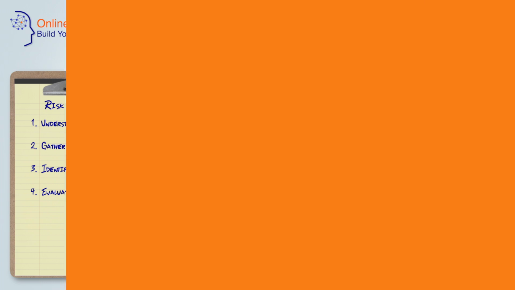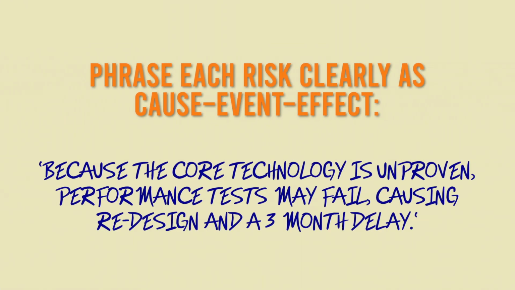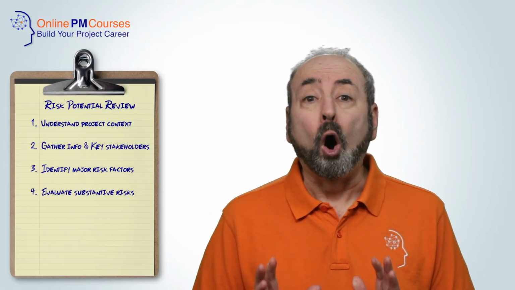For example, because the core technology is unproven, performance tests may fail, causing redesign and a 3-month delay. If helpful, separate threats with negative outcomes from opportunities with positive outcomes. That said, a risk potential review usually focuses entirely on threats.